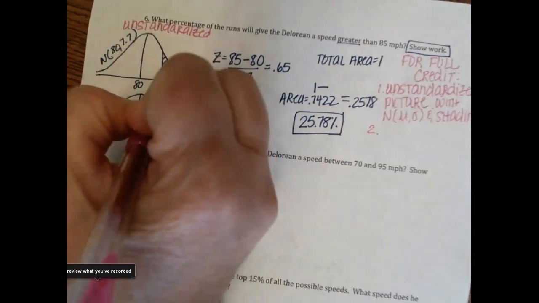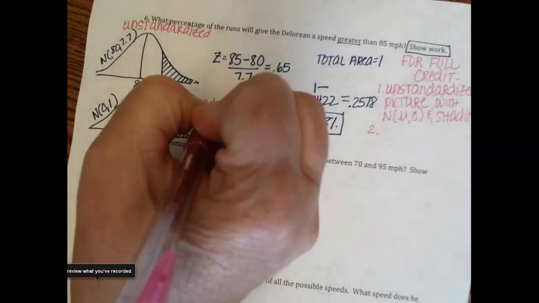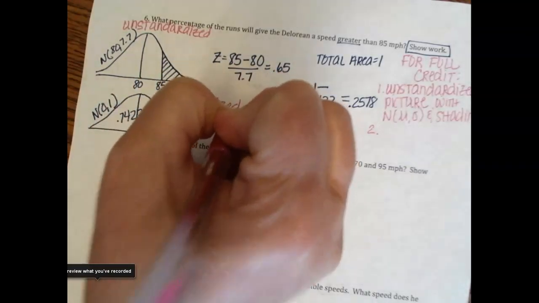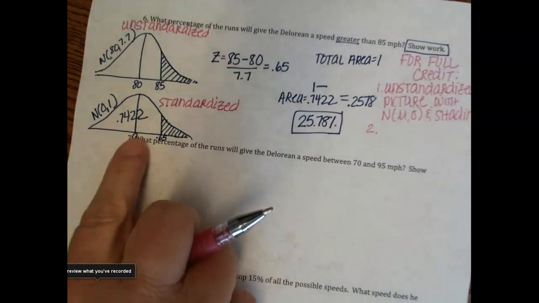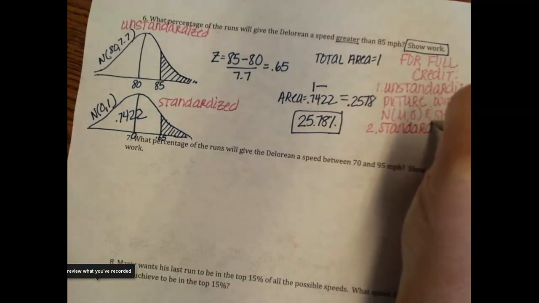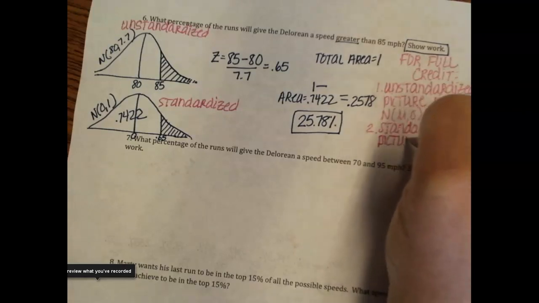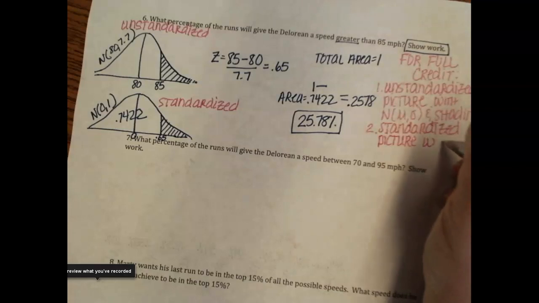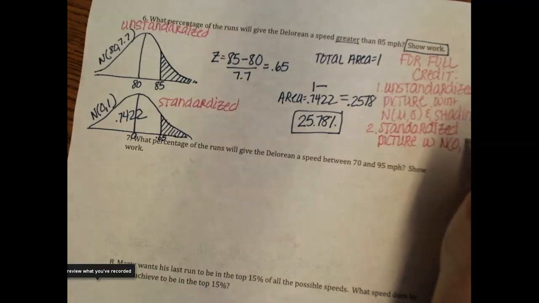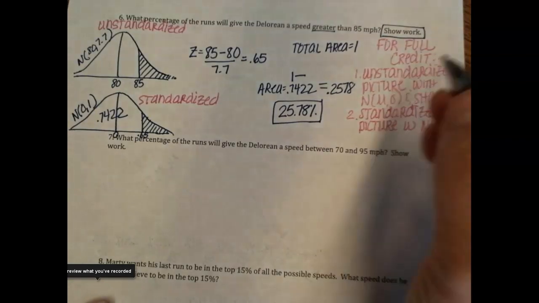Two, I want the standardized picture, which is this one. Standardized means you got a z-score. And once you have a z-score, you have a mean of 0 and a standard deviation of 1. With your N, and this will always be 0, 1, because that's just the case. We already know the mean is always 0 and the standard deviation is always 1. And shading.